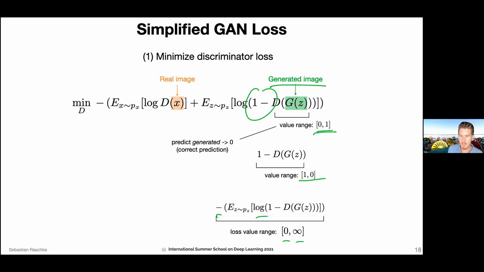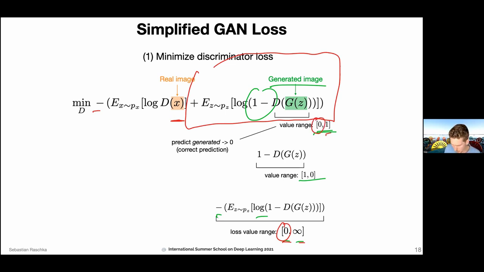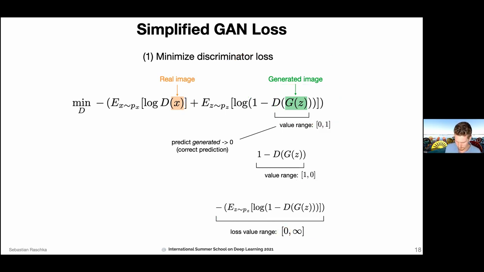So in this case, the expression on the right-hand side of the plus symbol, considering the minus sign, has a value range between 0 and infinity, and it's minimized when we have this 0, which happens when we have the output 0. If we have an output of 1, which would be very wrong, then we have an infinitely large loss, which is very bad. So this is the setup for minimizing the discriminator.